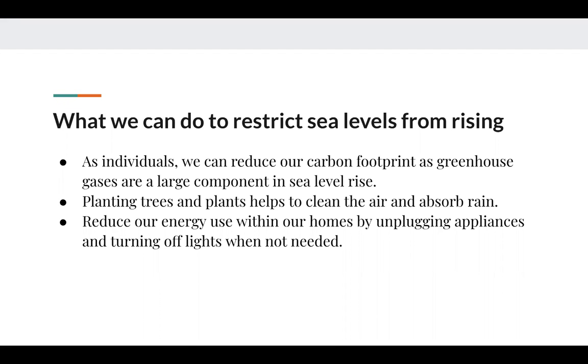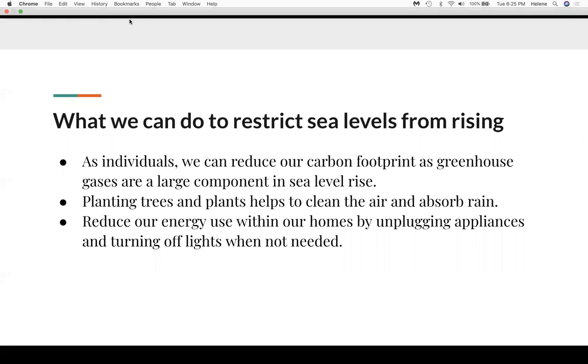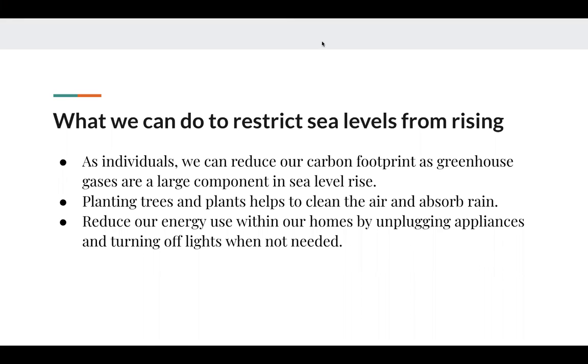And then another way to restrict the sea levels from rising is to reduce our energy use within our homes by unplugging appliances and turning off lights when not needed. So as Anna has mentioned in a previous lesson, there's a thing called vampire energy. And in case you were not there, vampire energy is basically what happens when you leave chargers or appliances plugged in when they're not in use. So it's still using energy. It might not be using as much, but it's still using a significant amount.